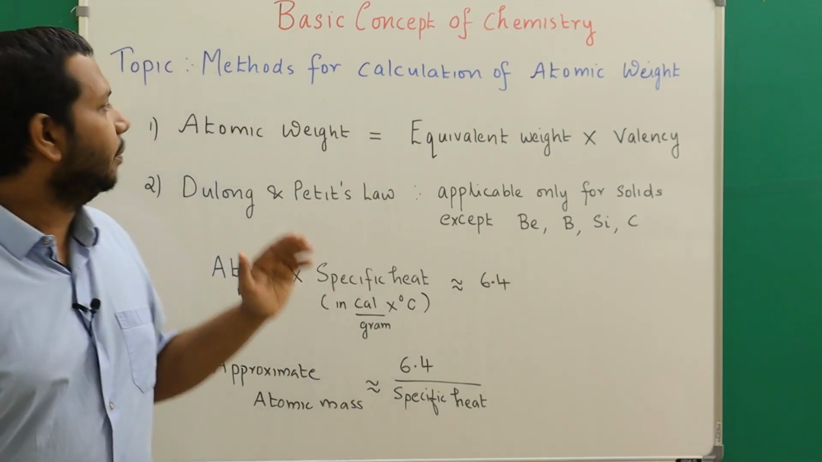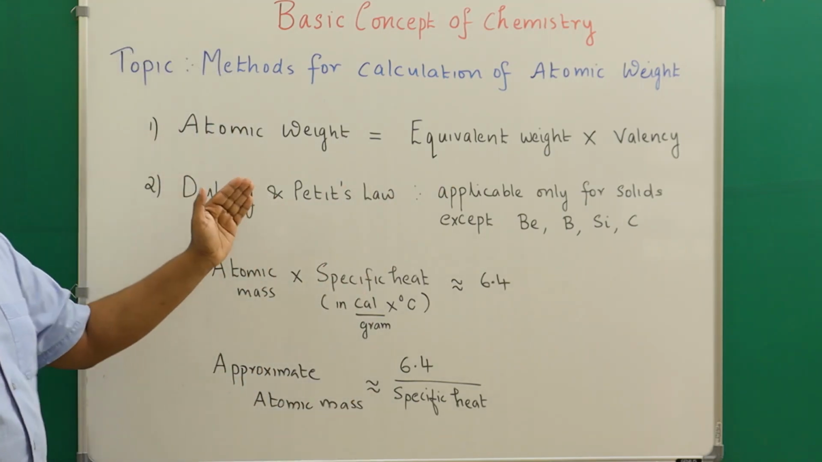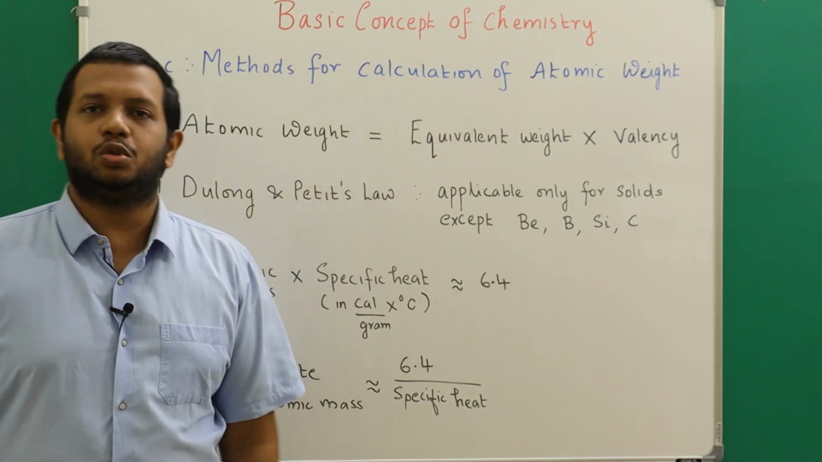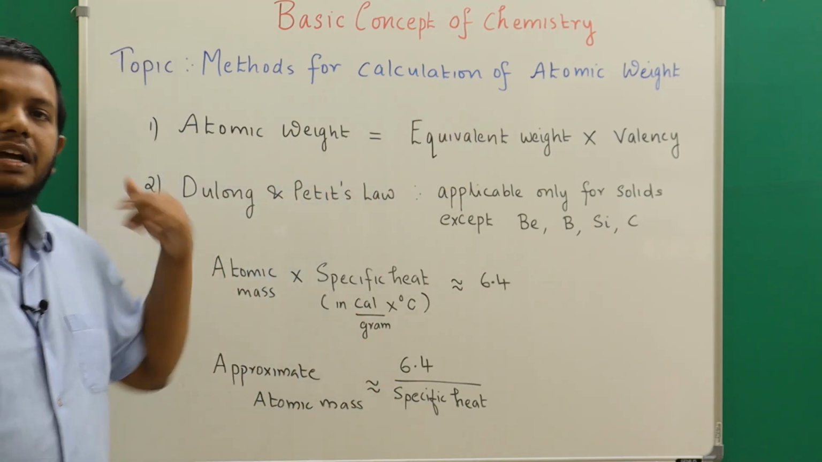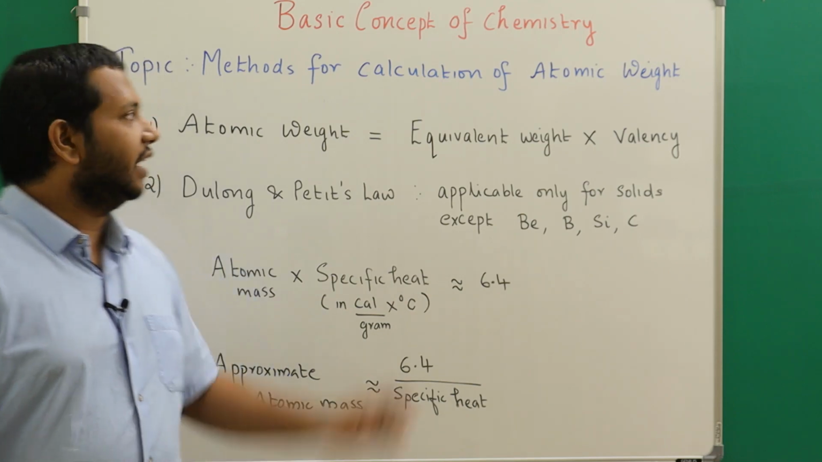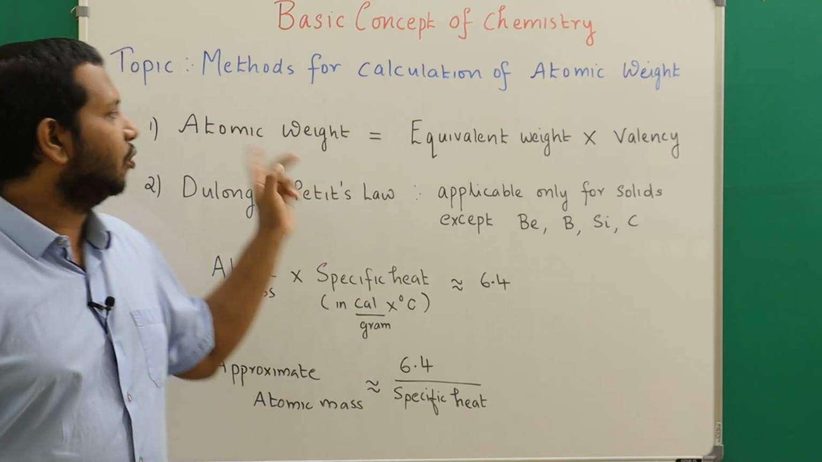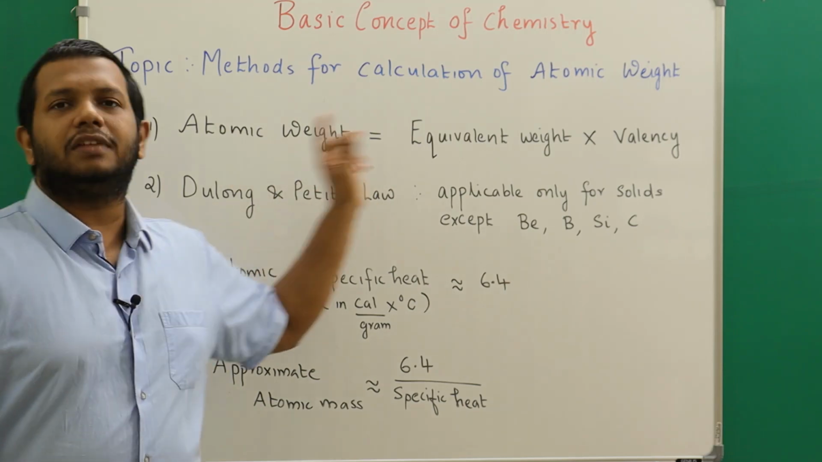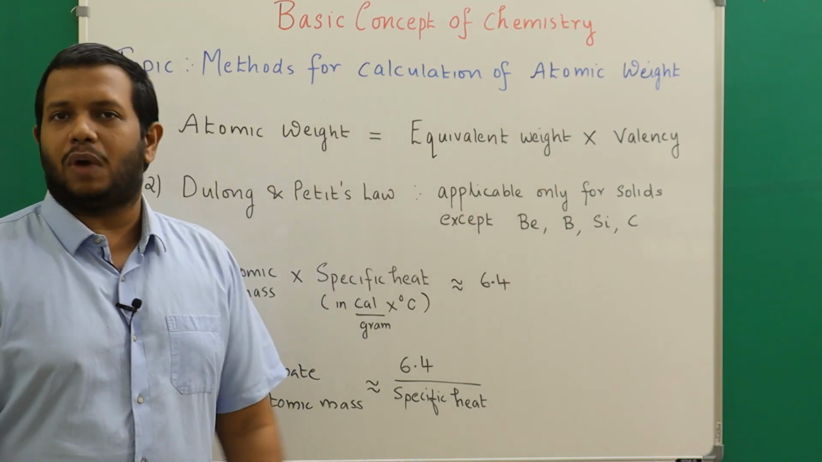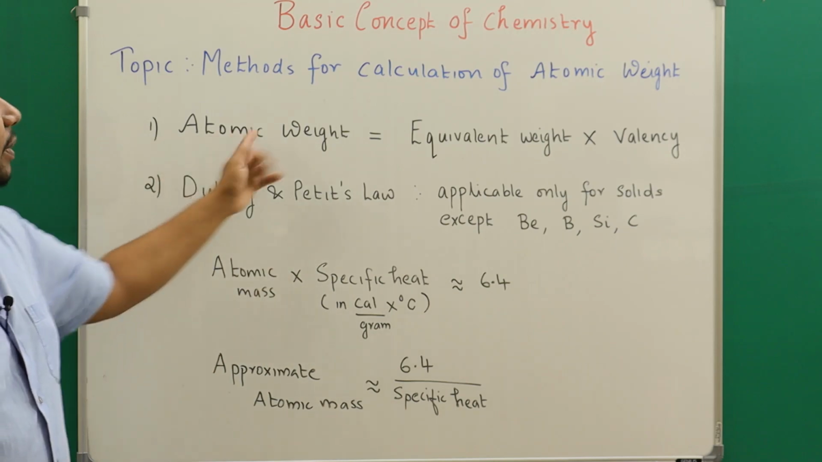So the basic fundamental formula here is the atomic weight is equal to equivalent weight into valency. This you might have seen in the definition of equivalent weight also. There we say equivalent weight is nothing but atomic weight divided by valency. So we can rewrite it as atomic weight is equal to equivalent weight into valency. Okay, this is the first method.